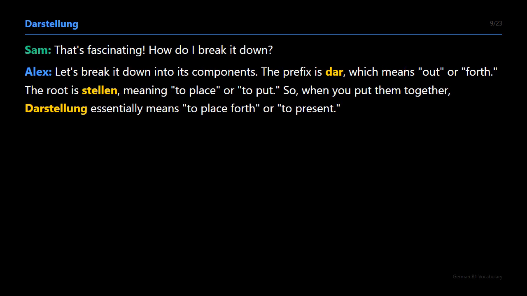Let's break it down into its components. The prefix is Dar, which means out or forth. The root is stellen, meaning to place or to put. So, when you put them together, Darstellung essentially means to place forth or to present.